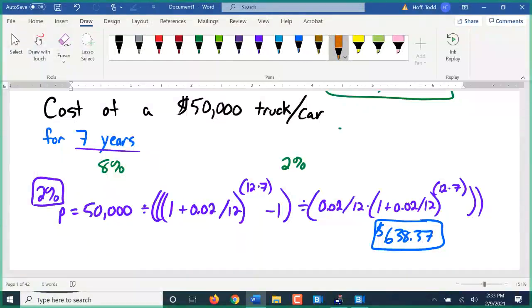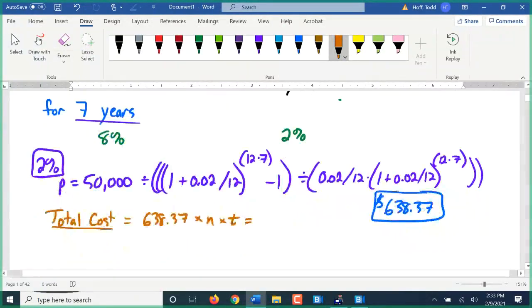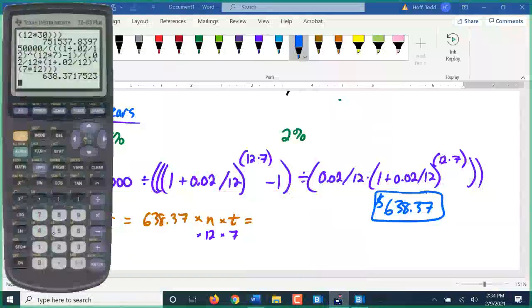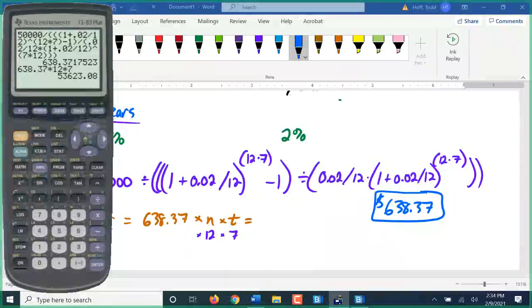The total cost here is your monthly payment, the $638.37, times your number of payments per year times your number of years. So times N and T. So remember here, N is 12, T is 7 years. So 638.37 times 12 months in a year times 7 years gives us $53,623.08.